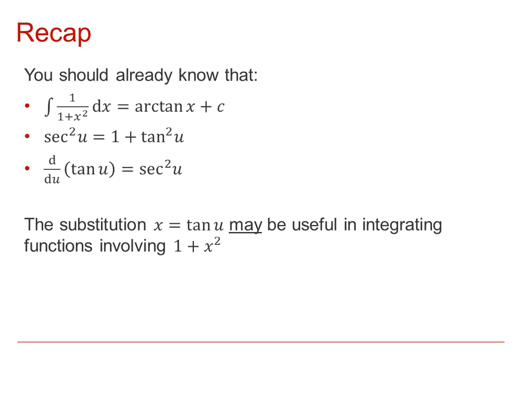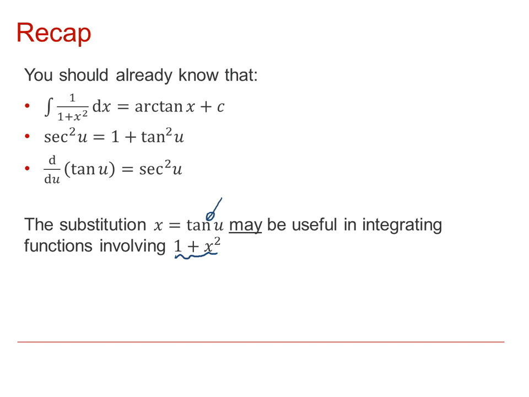We should already have met the idea that the integral of 1 over 1 plus x squared dx is equal to arctan x. Sec squared u being 1 plus tan squared u is one of the trigonometric identities that you will have met, and the derivative of tan u being sec squared u is also something that should have been covered already. So these lead us to the idea that if we've got integrals that have got 1 plus x squared in them, then the substitution x equals tan u could be useful in solving these.